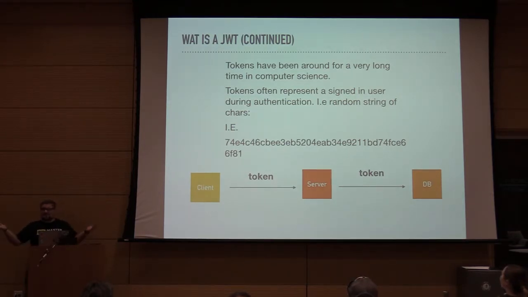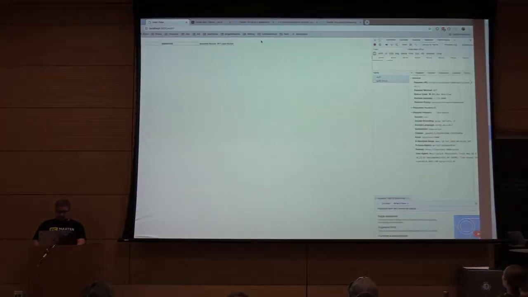So tokens have been around for a long time in computer science. Tokens often represent a signed-in user during authentication. You'll see them in the cookies of a request. Here's a random token example. So let's actually test tokens.